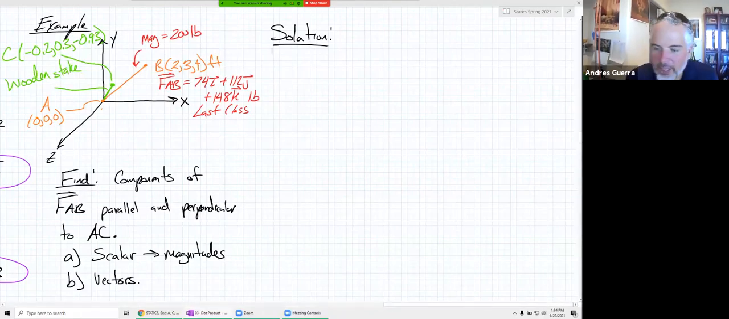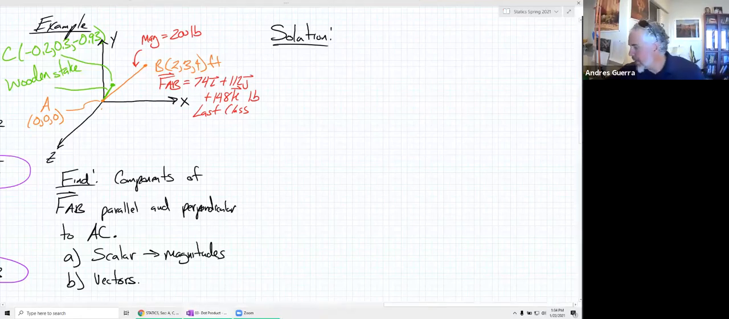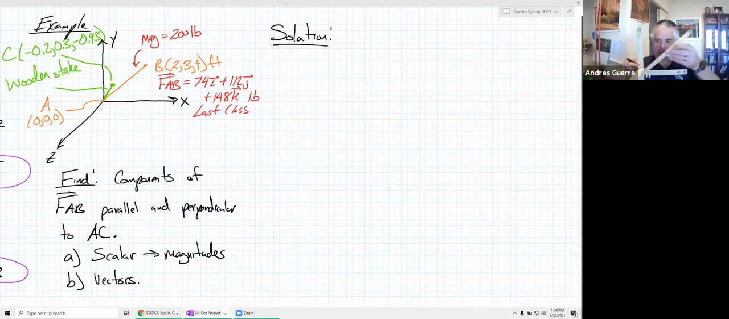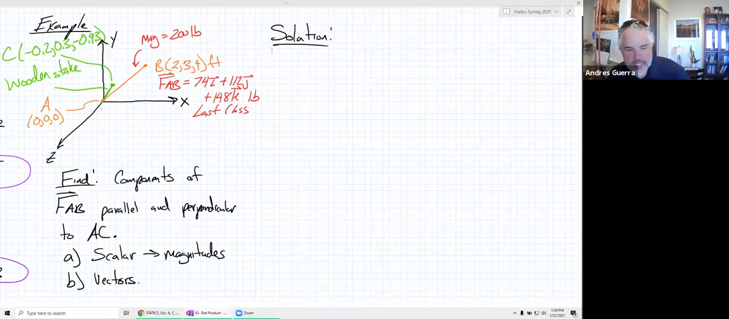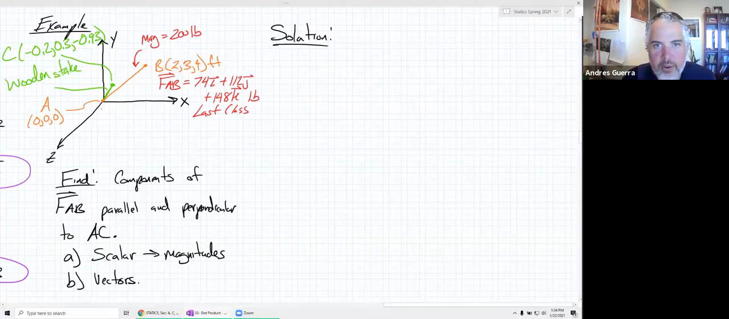So okay, we don't want that thing to hit me in the head, right? So let's figure out how much force is acting along that wooden stake. Think about this in terms of our real system: here's the x, y, and z. Our force vector A to B is 74, and the stake was sitting back here like this. We want to figure out how much force is acting on that stake.